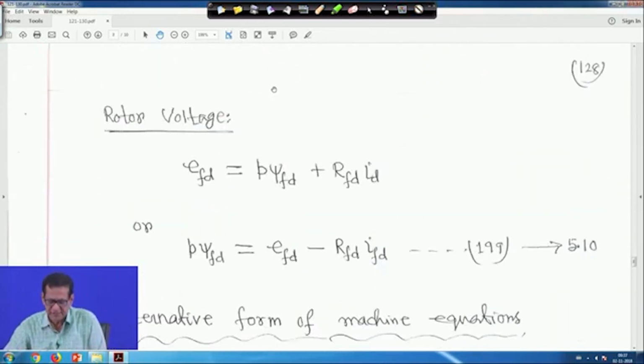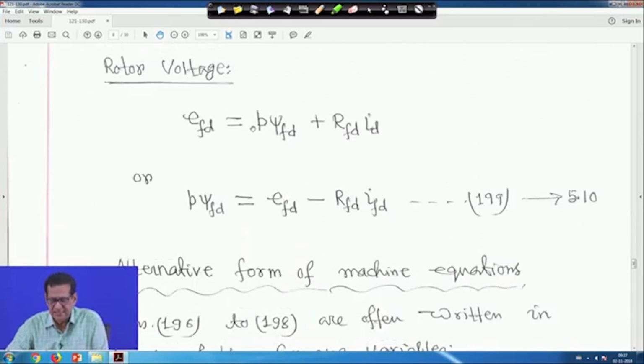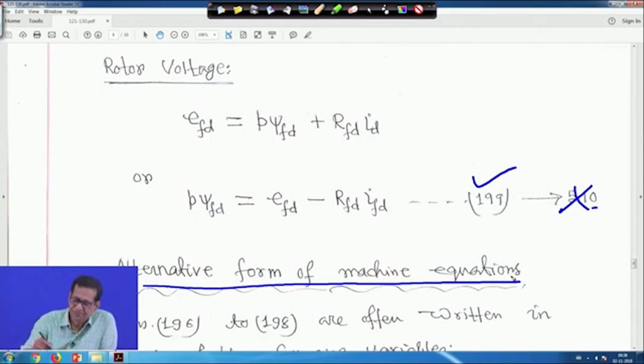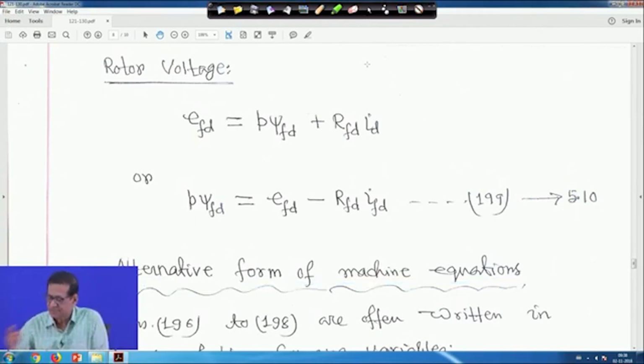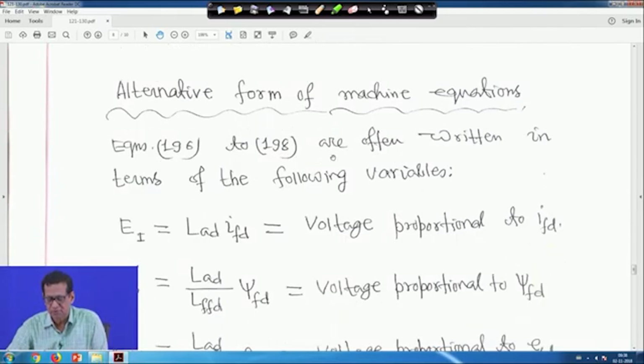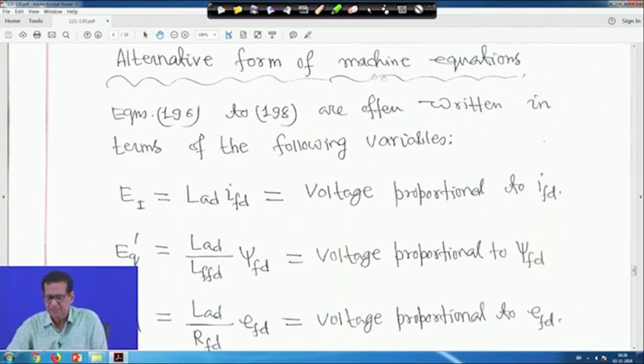So, next is the rotor voltage equation with amorphous neglected. In here E f d will be P psi f d plus R f d I f d, right. Or P psi f d, just rewriting this equation, is equal to E f d minus R f d I f d, this is equation 199. This is not required, this is for my reference, right. So, next we will make the alternative form of machine equations, because we have to make it in that block diagram. Whatever we have started, slowly the block diagram will grow, later you will see. Now, alternative form of machine equations.